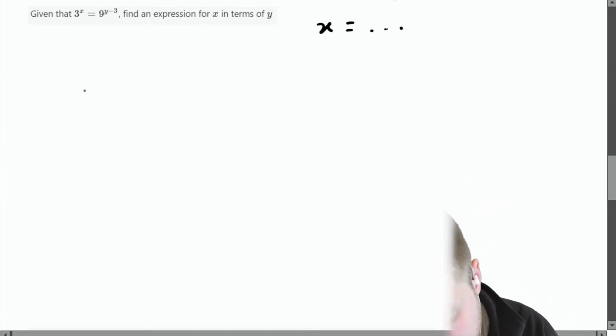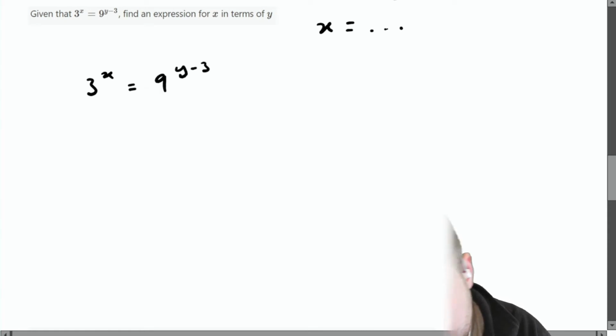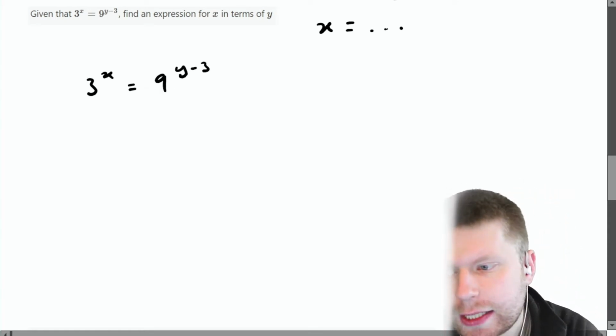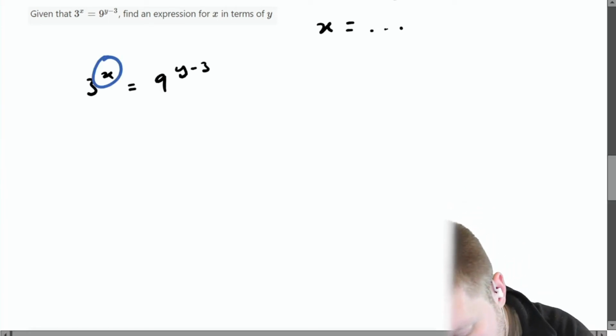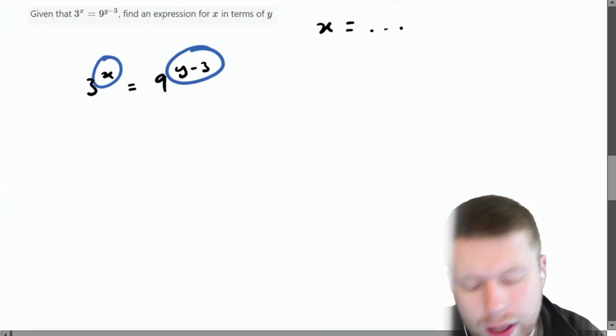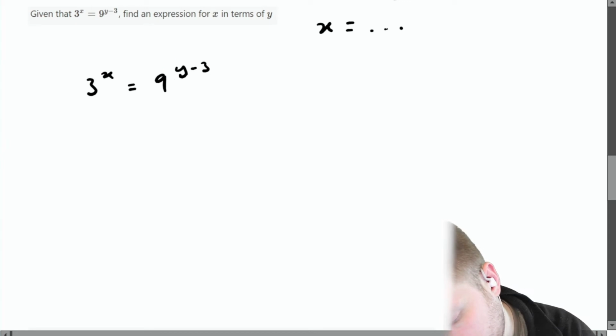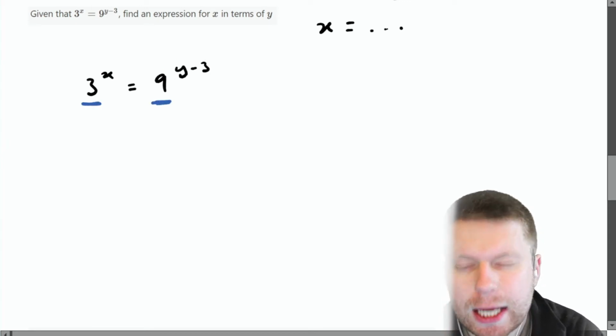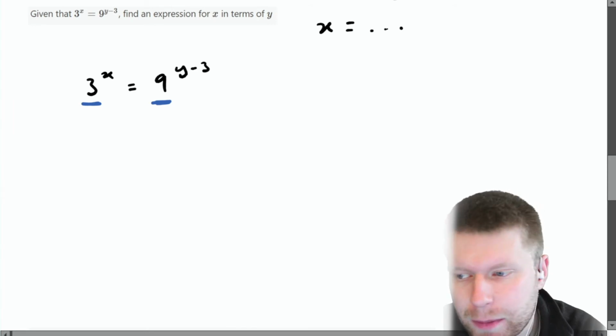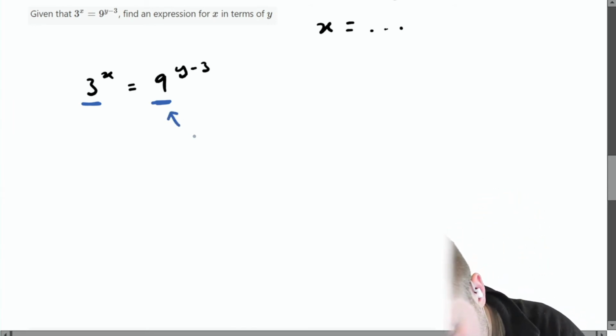So we've got 3 to the power of x is equal to 9 to the power of y minus 3. Now the first thing that you notice is that it's not just as easy as just reading these two powers off together, because the issue is we have different bases. We have a 3 on this side and we have a 9 on this side. But that's okay, because we can make the base the same by treating 9 as 3 squared instead.